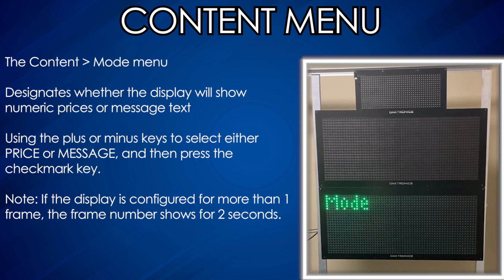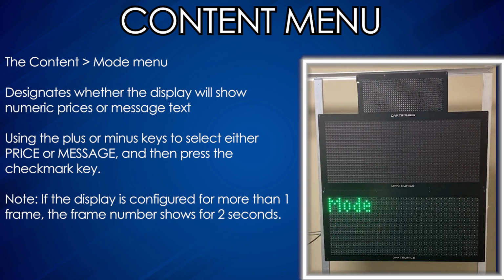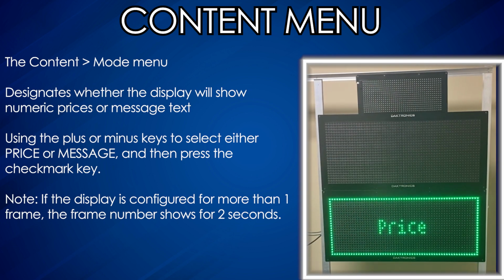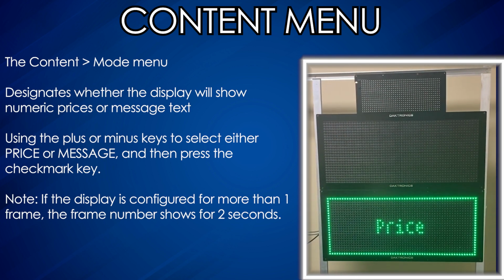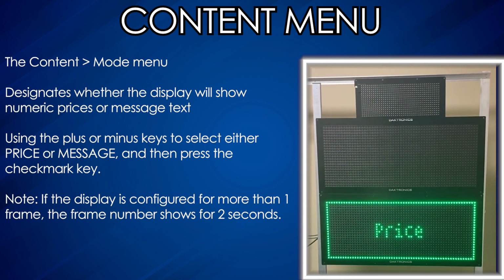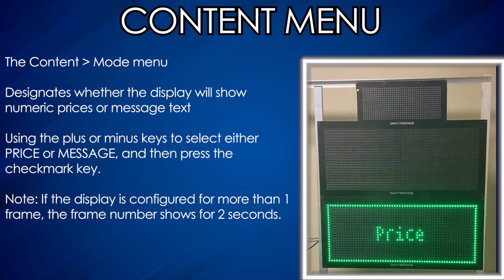Once in the Mode menu, you can now designate whether the display will show numeric prices or message text, by using the plus or minus keys to select either price or message and then pressing the checkmark key. Make note that if the display is configured for more than one frame, the frame number shows for 2 seconds.